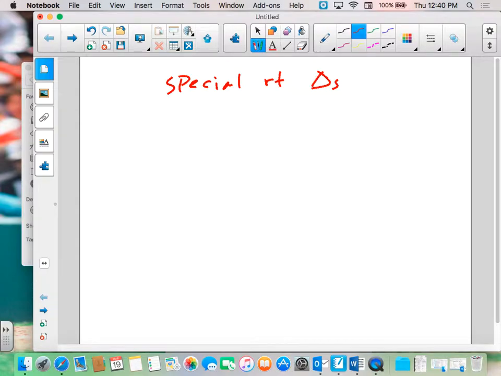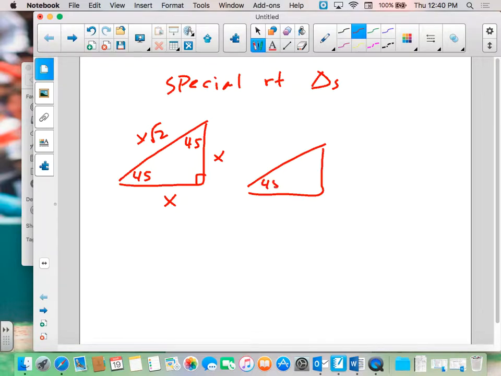Some special right triangles. I think the easiest one to start with is the 45. You've got two equal sides here, and this side is always x times the square root of 2. So here's a really simple example. If you know it's a right triangle, 45, 45, 90, and you know this side's 3, that means x is 3. This side is also x, so it's 3. This side is x root 2, so it's 3 root 2.